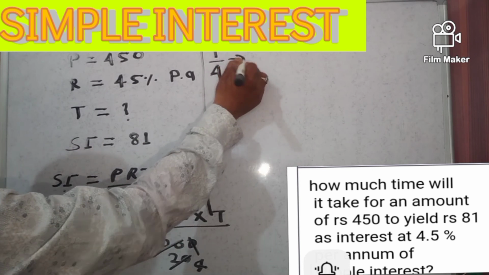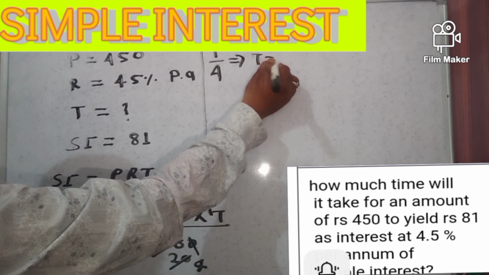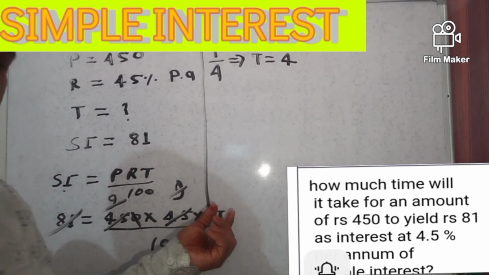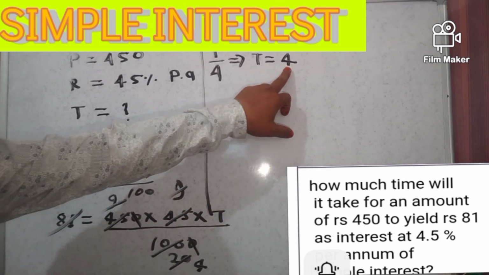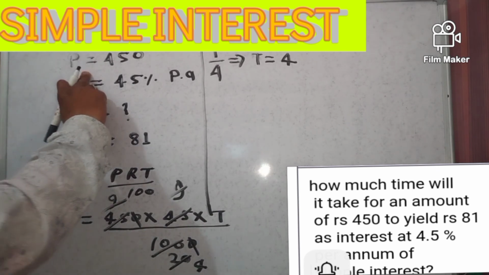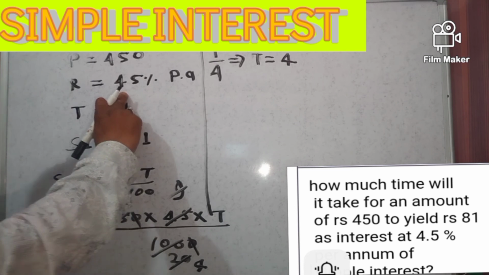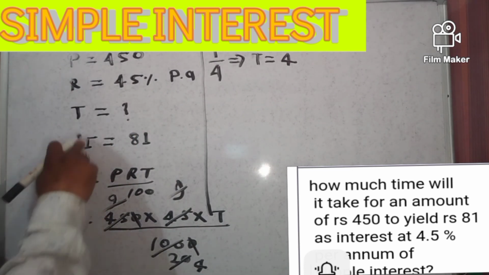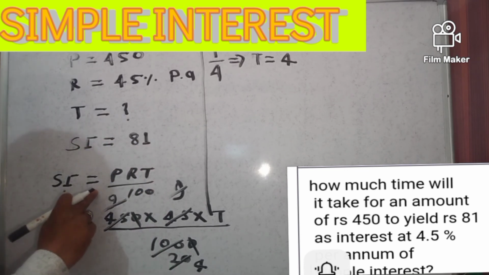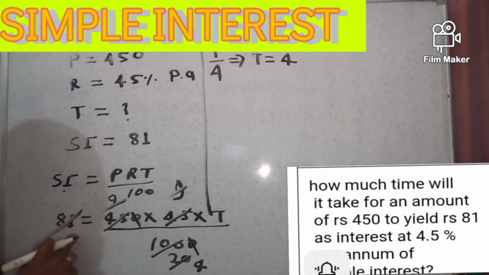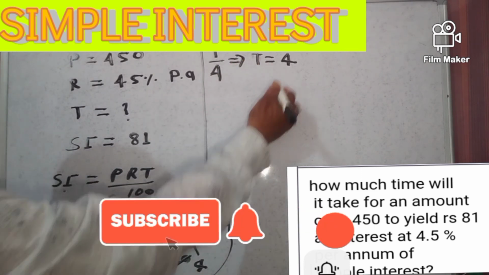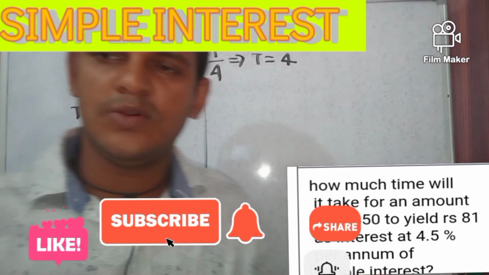means T is equal to 4. So time duration is 4 years. Okay, so 4 is the answer of this question, right? See here once again, principal given is 450, rate of interest given is 4.5% per annum, and we need time. Simple interest also given is 81. So simple interest is equal to PRT by 100. So after calculating, we found time equal to 4 years. So 4 is the answer of this question.